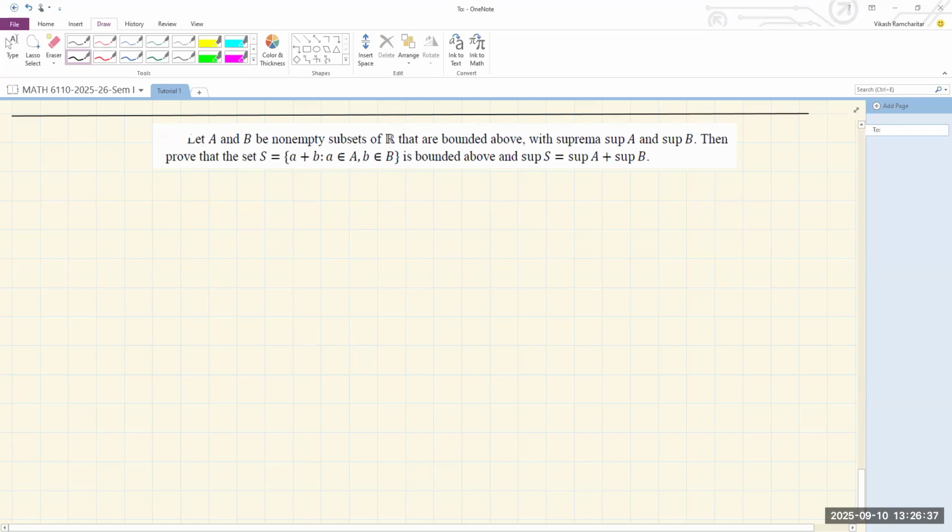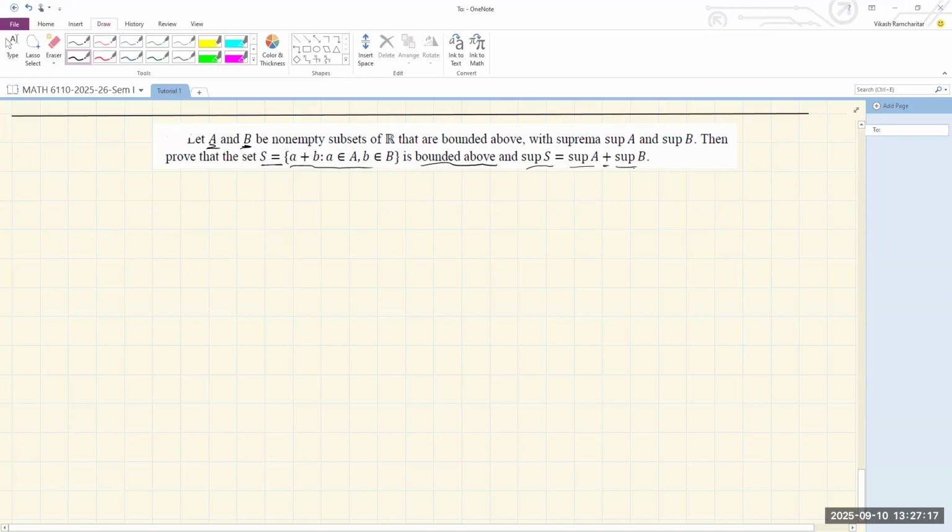So for example, if A and B are non-empty subsets of R that are bounded above with supremum A and supremum B, then I want to prove that this new set S given by A plus B. So essentially what you're doing is you're taking every element in A and adding it on to every element in B. And you're forming this new set. So I want to prove two things. This set S is bounded above, so that's the first thing.